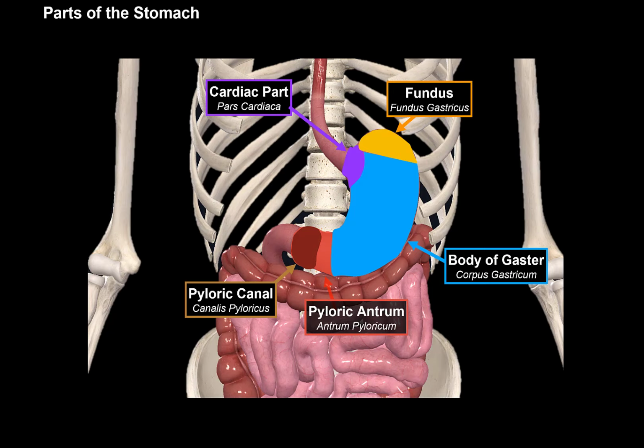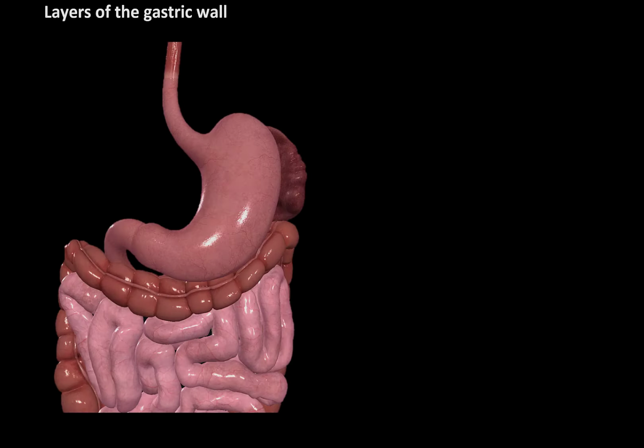So already now you can have a sense of where the stomach is and the different portions. So now we need to look at the walls of the stomach, because the stomach has some distinct features that are different from the rest of the digestive system. And if you think about the functions of the stomach, you'll get a sense of why it's built like this. So let's try to break this down together.